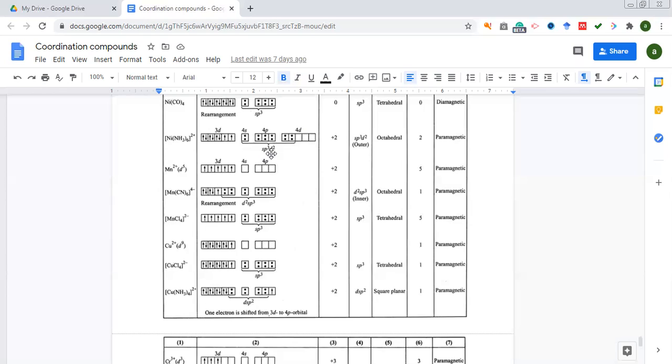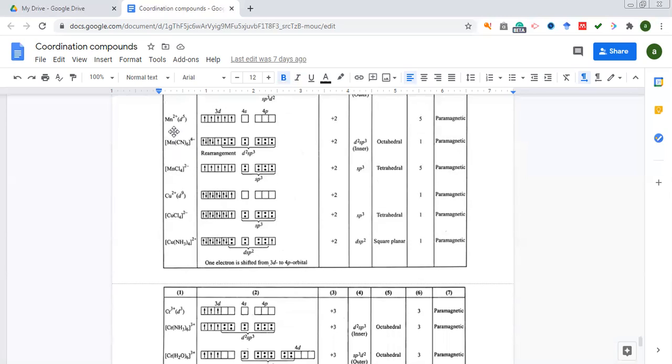And next, what is the hybridization? sp3d2 hybridization. And this sp3d2 hybridization is which type of hybridization? Outer hybridization. Here it is written as outer. Next, what is the shape? Octahedral. Another property we can know from this VBT theory is magnetism. And here, how many unpaired electrons does it have? 2 unpaired electrons. So the magnetism is paramagnetic.